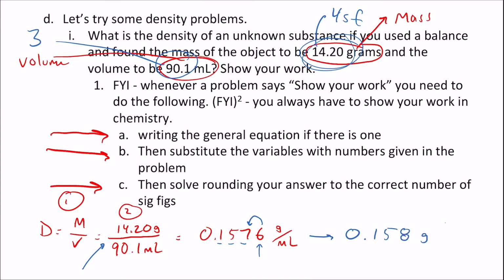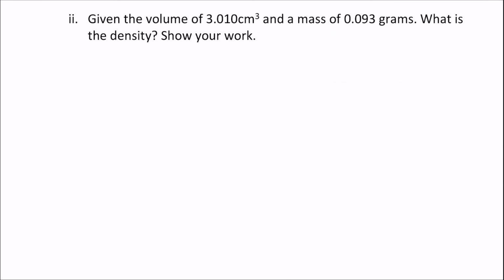0.158 grams per milliliter. The units are important. You have to have the units. You have to have this rounded to the correct number of sig figs. All of this is important. Okay, give this problem a try.